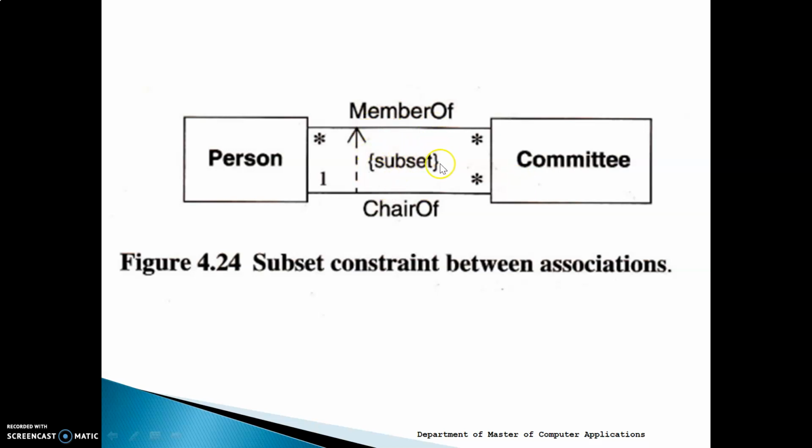So the constraint being indicated here is the subset. That is, only one person can be the chairperson of any number of committees. Any number of persons can be a member of any number of committees. That is the multiplicity you are talking of. This arrow is indicating the direction that chair of should be a member of, that is a subset, if he has to be the chairperson of the committee. So this is a constraint on the link, because this association, when you deal with objects, becomes on links.